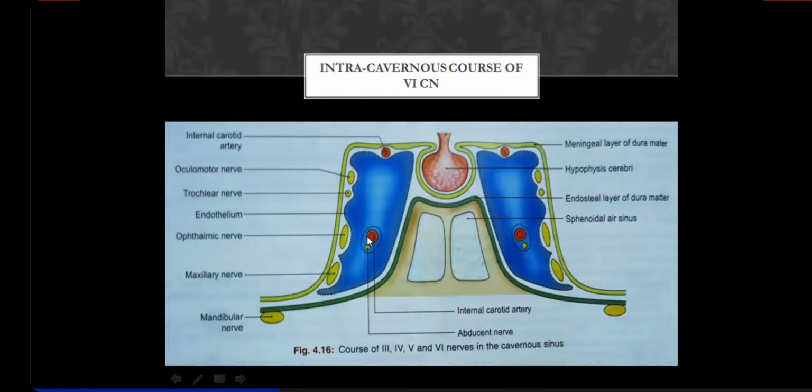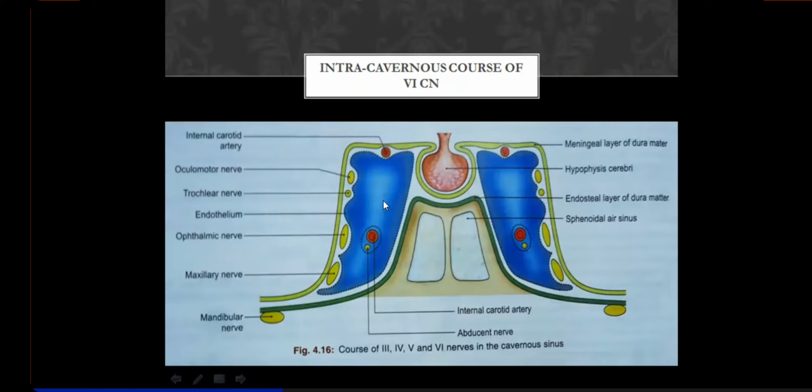So that was about the internal carotid. The abducent nerve, which was initially below this artery, further in its course will lie infralateral to the internal carotid artery. This has also been asked: what's the relation of the abducent nerve and the internal carotid? The abducent nerve runs infralateral to the internal carotid artery in the cavernous sinus, along its medial wall.